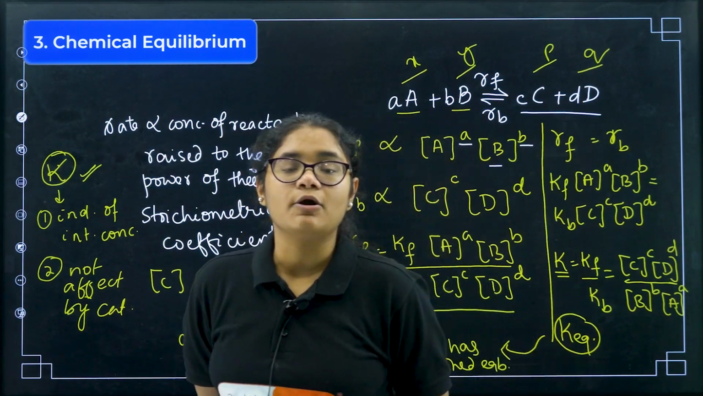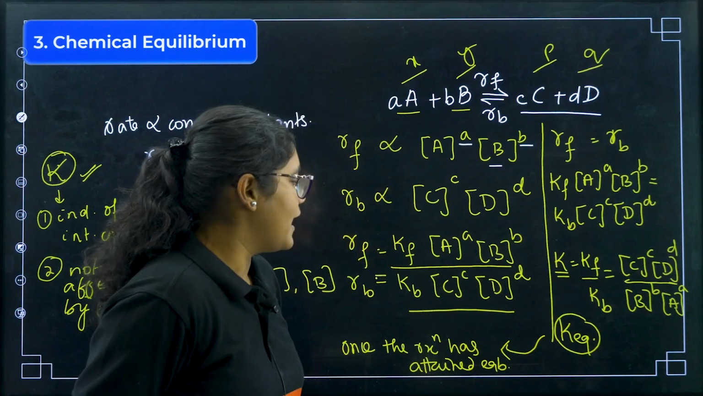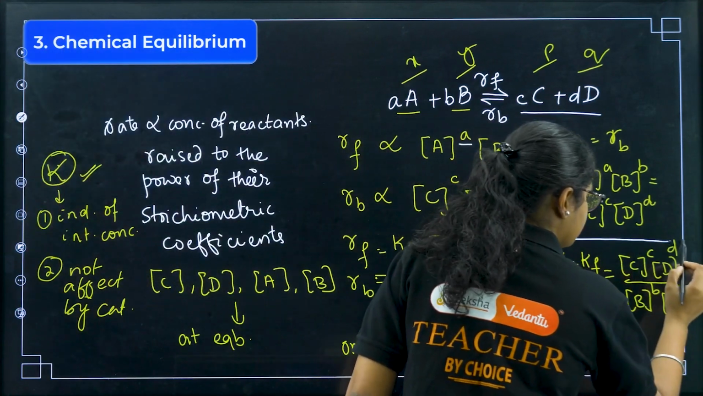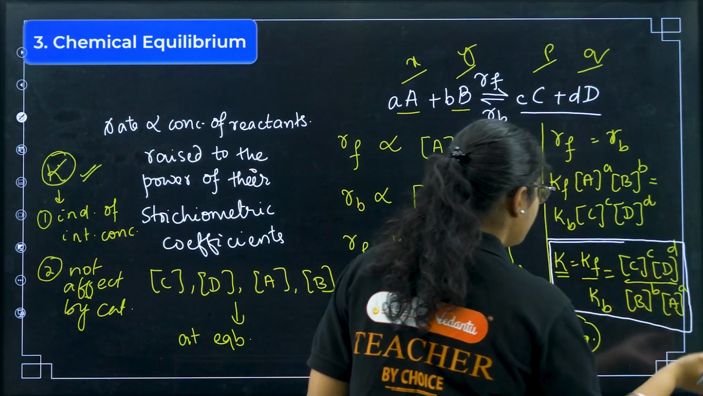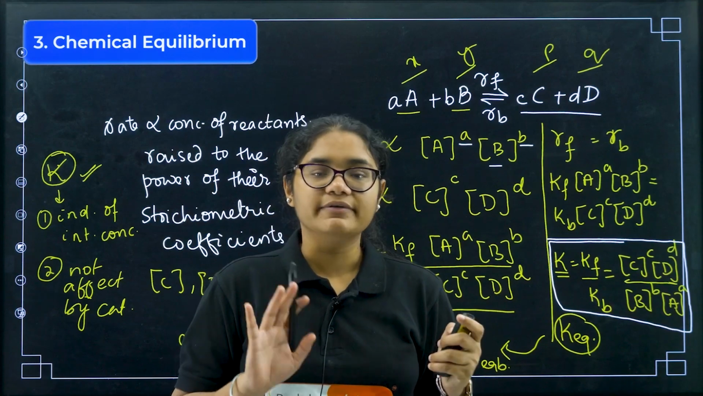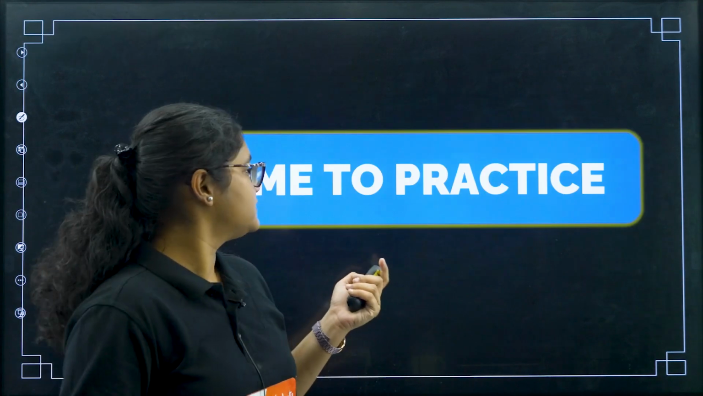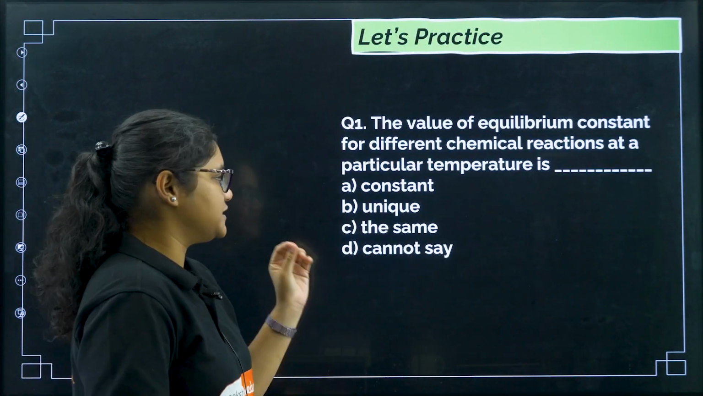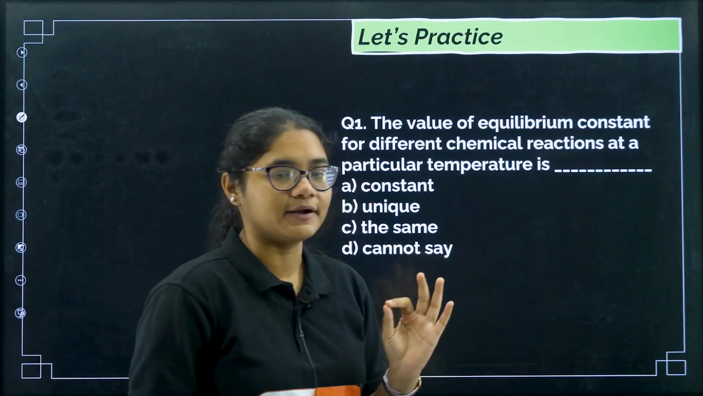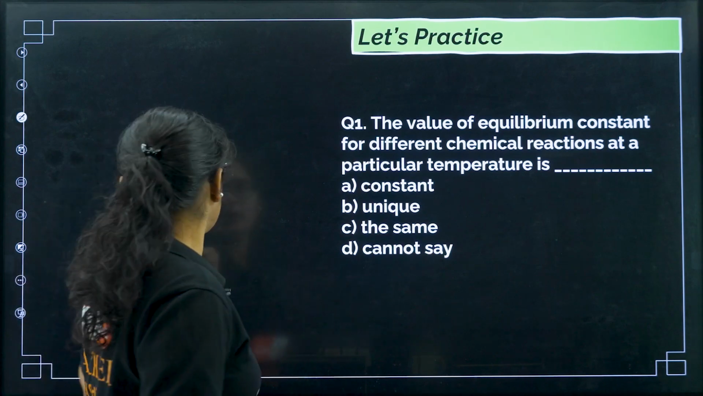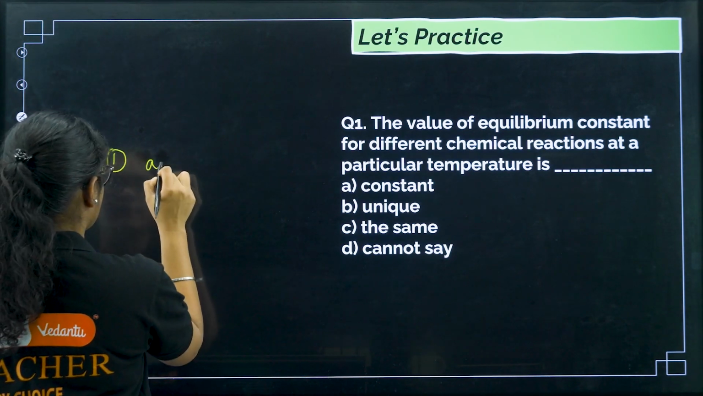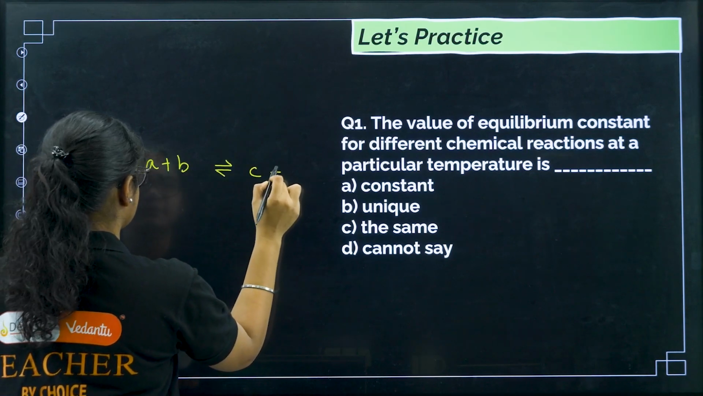So these are the things about the equilibrium constant that you should know, and the formula of the equilibrium constant I have written here. That is very, very important. Product concentration by reactant concentration. Now we will practice some questions based on what we have studied till now. Let us see the first question. The value of equilibrium constant for different chemical reactions at a particular temperature is. The question is saying that we have reaction 1, where A plus B is giving you C plus D.